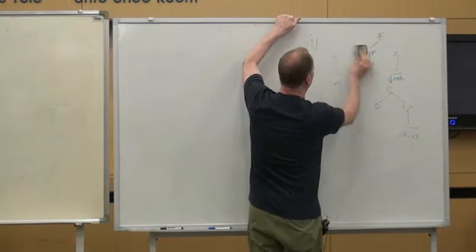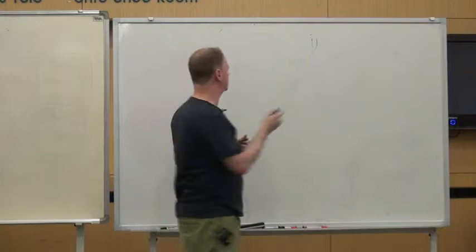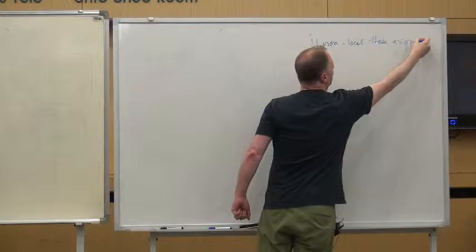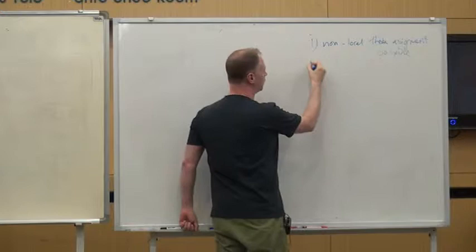Oh, that was one theoretical claim. I mean, the other theoretical claim that emerged from the system was the non-local theta assignment. Possible? And then the second one was no roll-up, right?